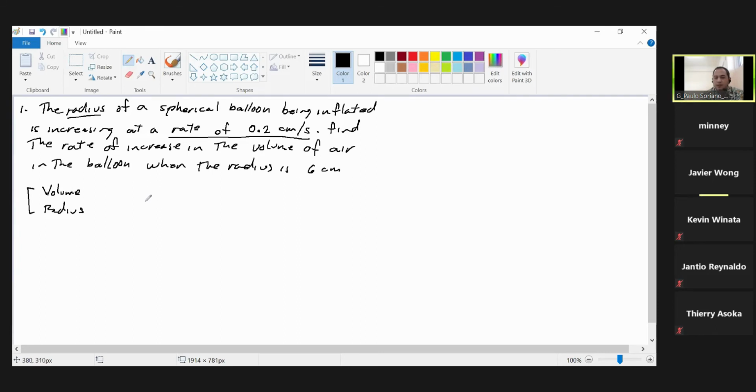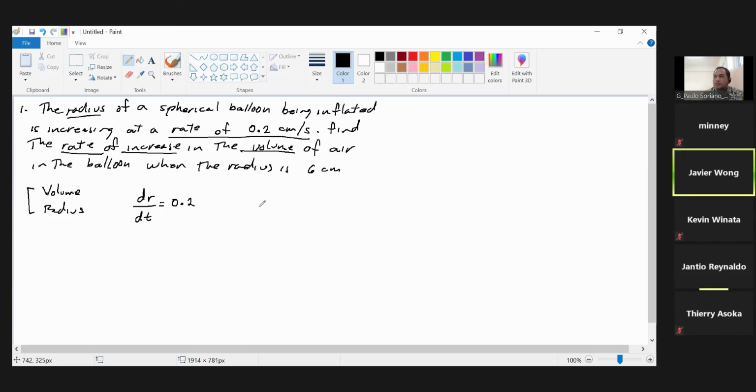So we can label it as dr/dt. dr, radius per unit of time, dt. So dr/dt is 0.2. Good. Next, the rate of increase of volume of air in the balloon. What is that? dV over dt. That will now be dV per dt, and this is now unknown.